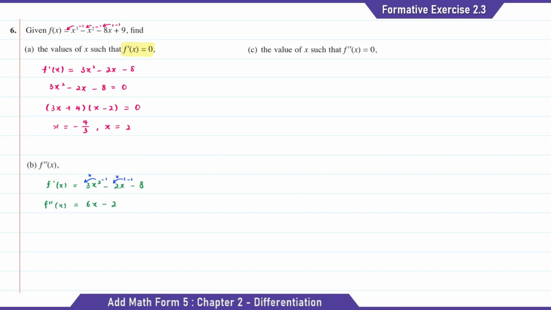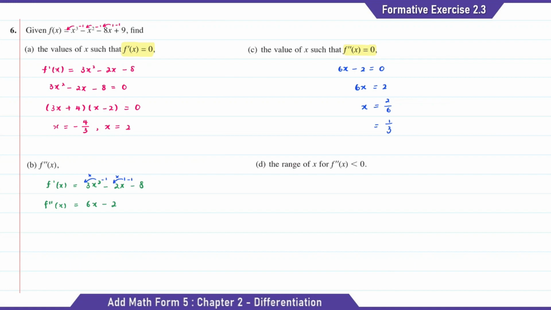Question C. Find the value of x such that the second derivative of f is equal to 0. This means 6x minus 2 is equal to 0. 6x is equal to 2. Then x is equal to 2 over 6. Simplify this, then we're going to get x equal to 1 over 3.